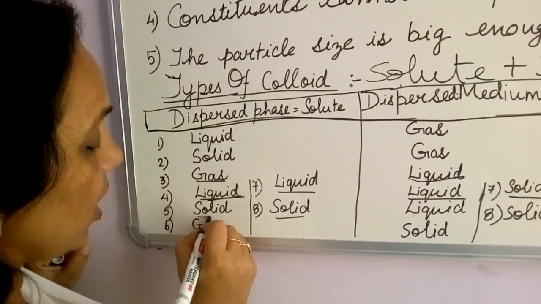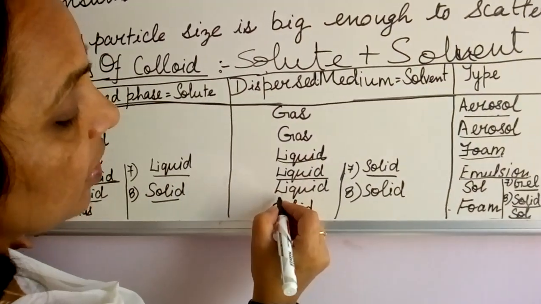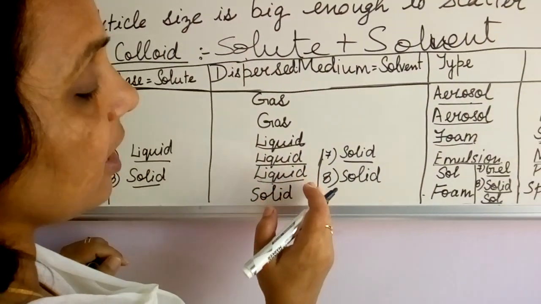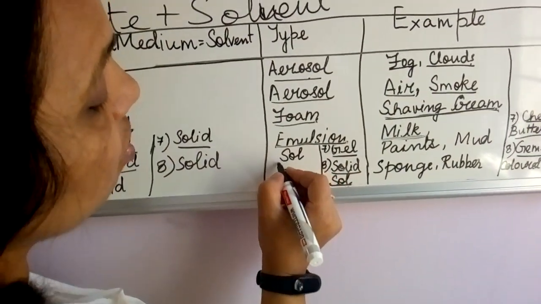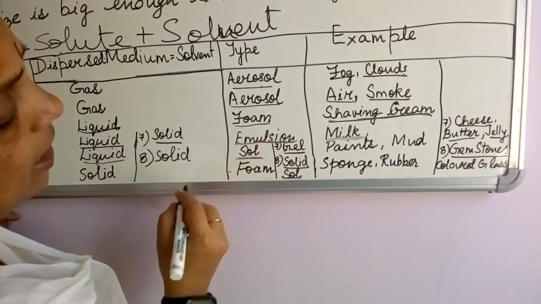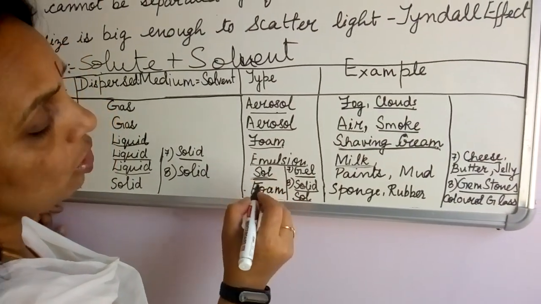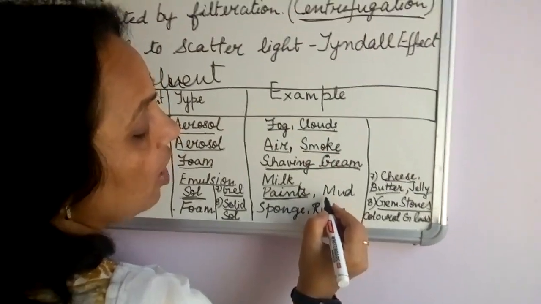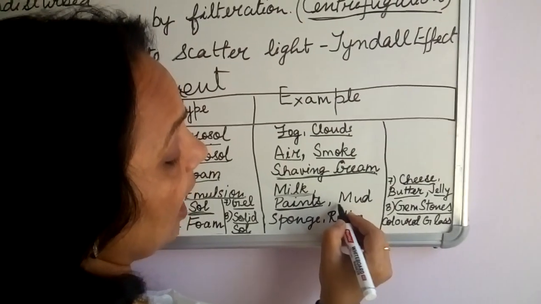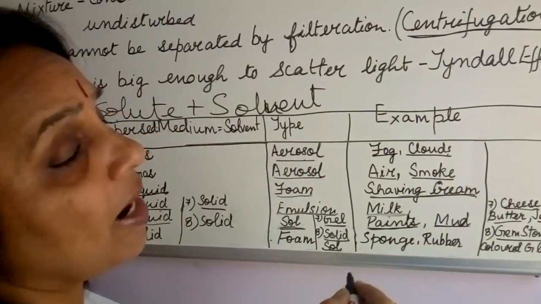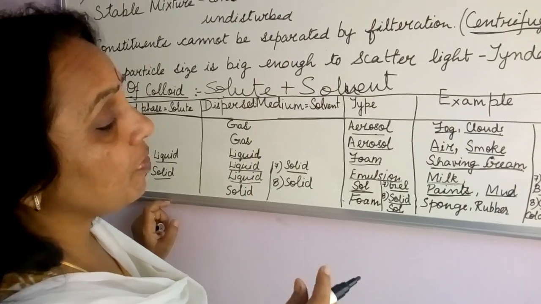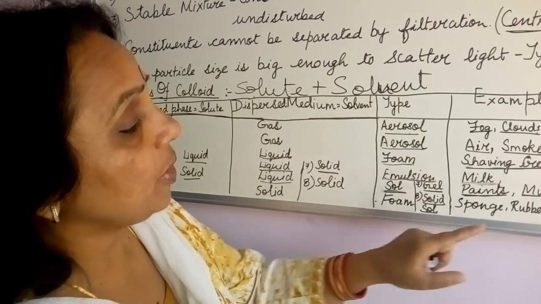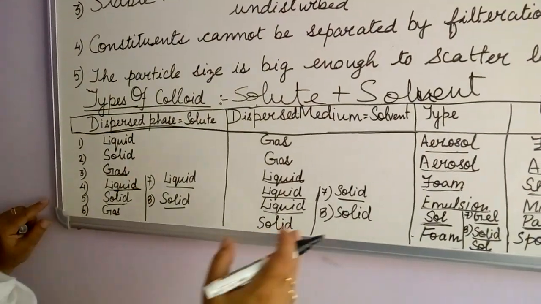The fifth one, solid dispersed in liquid. When solid is dispersed in liquid, that means solid is taken in less quantity and liquid is taken in large quantity. Such a colloid is known as sol. S-O-L is the name. And where do we see such a colloid? Such a colloid can be seen in paints, the paints that we use for coloring the doors and windows, and the mud. The pond water contains solid dispersed in liquid. So that is also an example of sol.